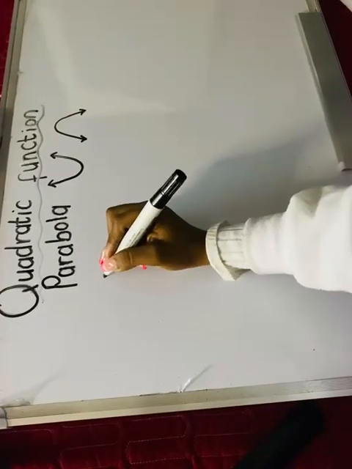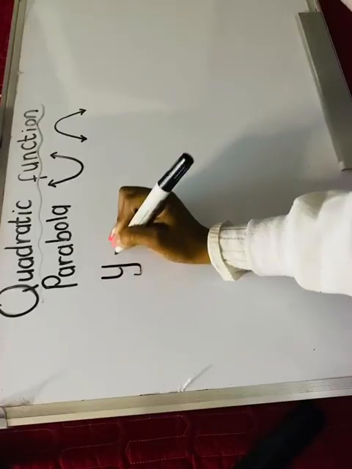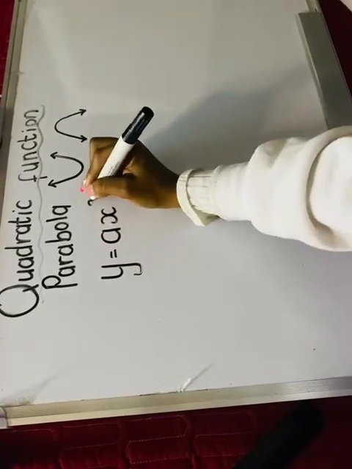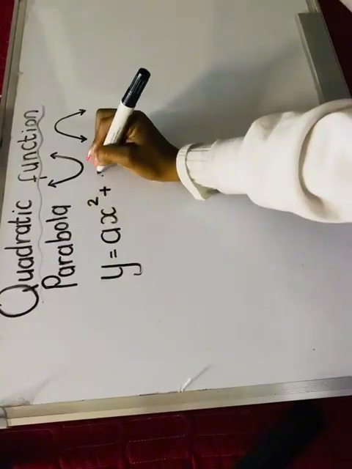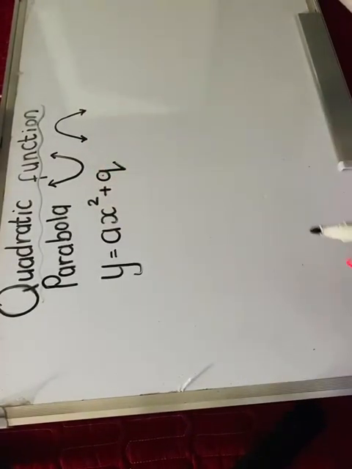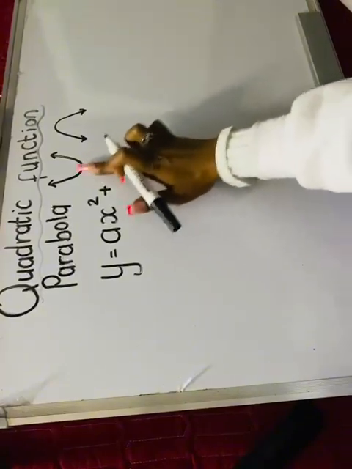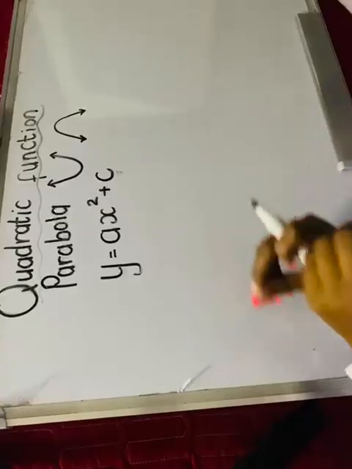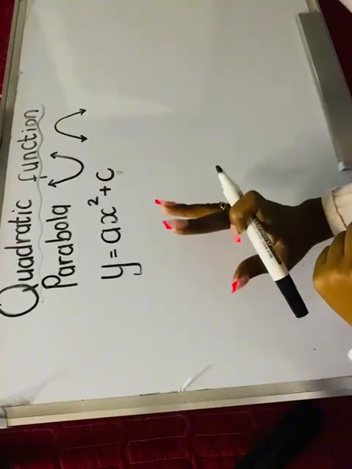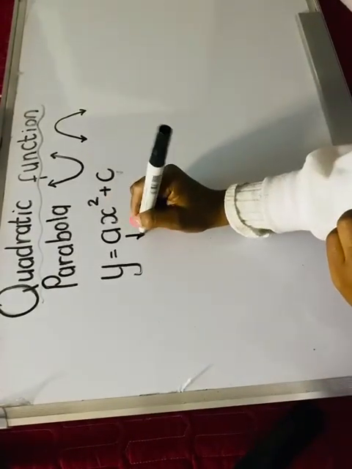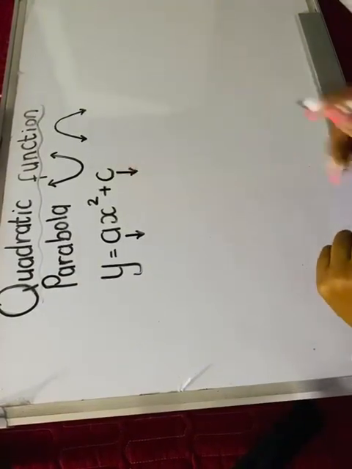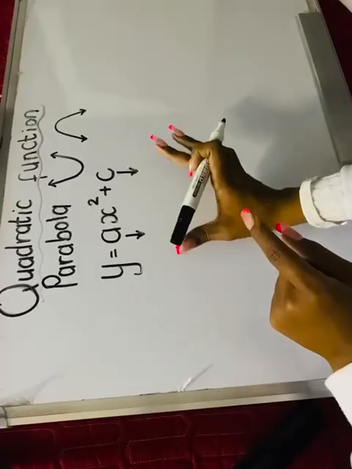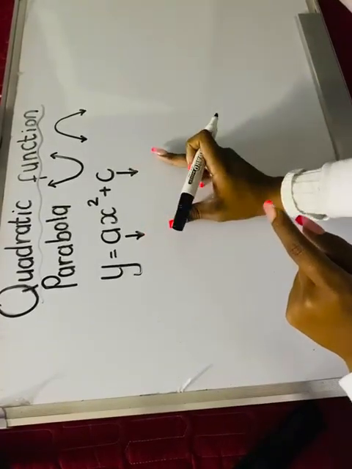The standard equation for a parabola is y is equal to ax squared plus q, or c. Let's make it c. I don't like q. Same thing that we did with the straight line, but now in this case we have a and c. With the straight line we had y is equal to mx plus c, but now in this case we have a and c.